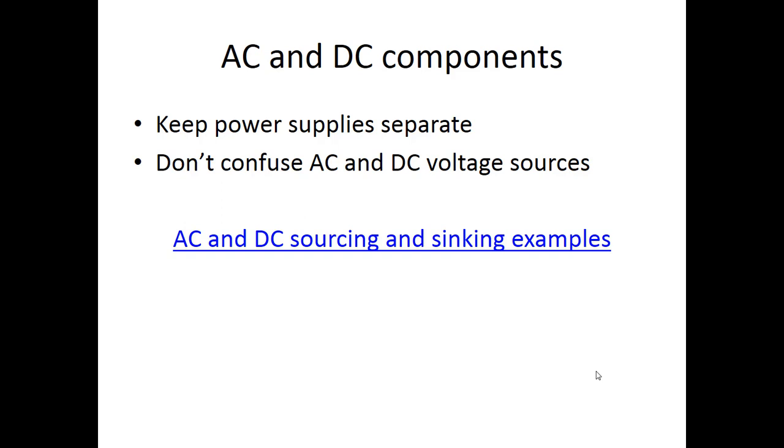AC and DC components. We had some confusion about wiring up the AC and the DC voltage. You can have both. You can have AC inputs and AC outputs, and DC inputs and DC outputs, and you can have multiple modules of each. And the main thing you want to do is keep your power supplies separate so you know what is going on. Don't run AC into the DC output module.